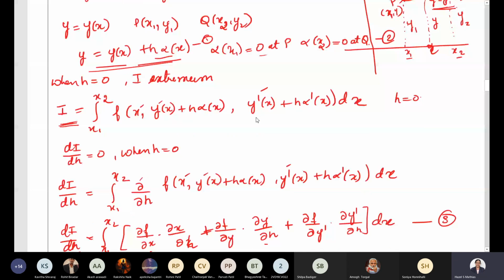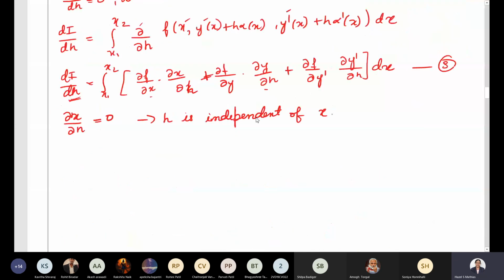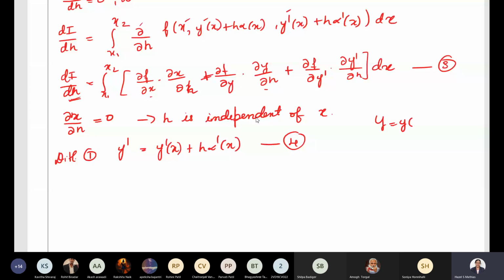So when you differentiate that, differentiating 1 we get y dash is equal to y dash of x plus h times alpha dash of x. Let's take this as 4. Now if you differentiate that y, what is y? y of x plus h times alpha x. Now if you differentiate this y with respect to h, what are you going to get?